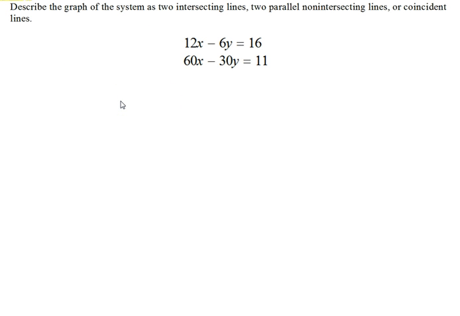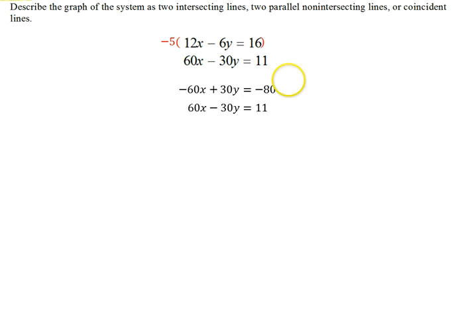So what I'm going to do is this. I'm going to take the top equation and multiply it by negative 5. I choose negative 5 because when I do negative 5 times negative 6, I get a positive 30, and then our y's will cancel out. So when I multiply the top equation by negative 5, I get this equation. Negative 60x comes from negative 5 times 12x. Negative 5 times negative 6y is positive 30y, and negative 5 times 16 is negative 80. So the top equation has become this equation by multiplying it by negative 5. The bottom equation stays the same.